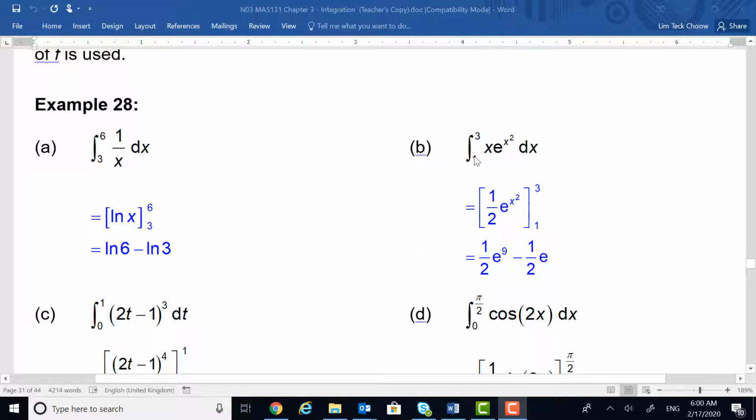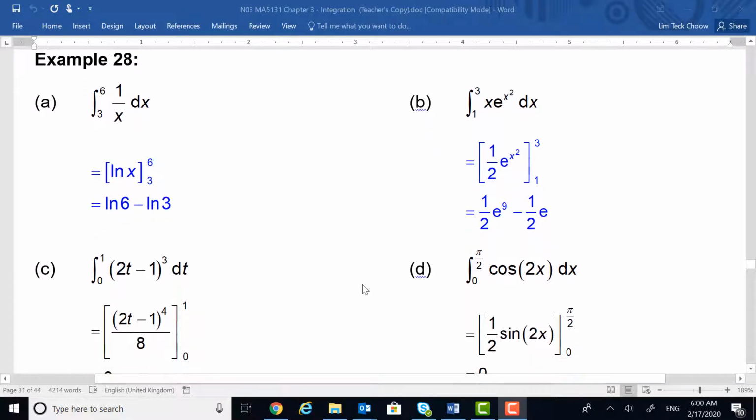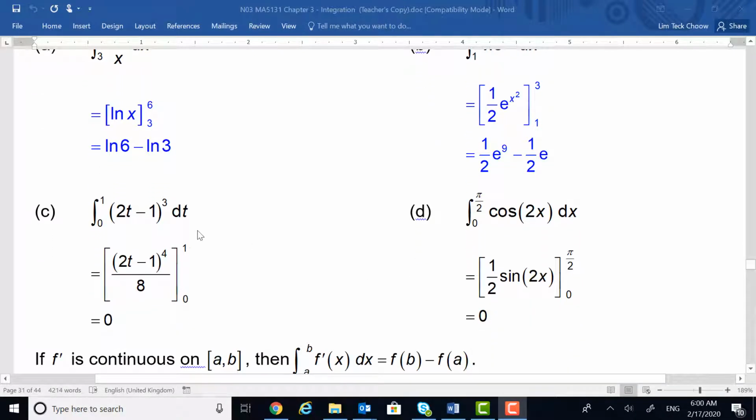Likewise, in this function from 1 to 3 of x e to the x squared, you first and foremost integrate this, you get half e to the x squared, you put x as 3, followed by x as 1, and take the difference. Look at example C, the same thing goes. You again integrate this, the antiderivative of this is this. And again put in the first limit, put x as 1, while putting the second limit x as 0, and take the difference. Likewise, the antiderivative of cos 2x is this, and you now put in the upper limit followed by the lower limit, in this case actually 0.